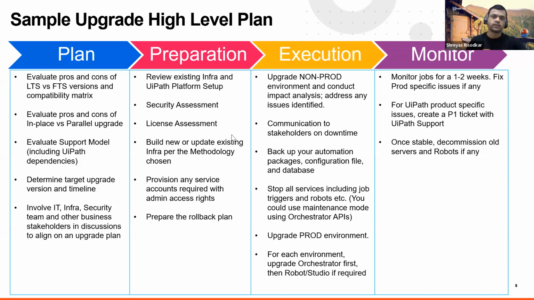The next slide talks about the different stages of an upgrade activity. These are the 4 stages: plan, prepare, execute, and monitor. In the planning phase, the first step is to determine why you want to upgrade, which version you want to go to, and to select the approach, whether it's an in-place upgrade or a parallel upgrade. Depending on that, involve the underlying teams like your IT team, infra and security team, and business stakeholders, because there will be a small downtime or a cutover activity. So keep the stakeholders informed in advance. All of this comes in the planning phase.